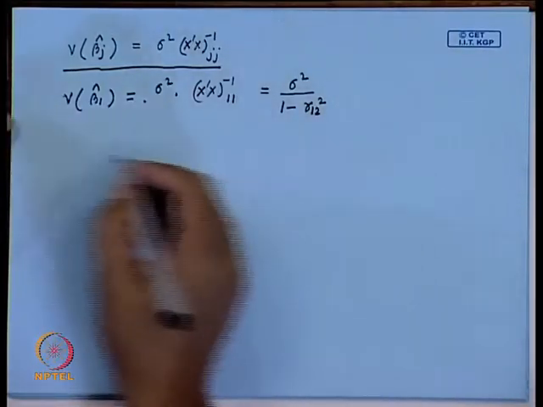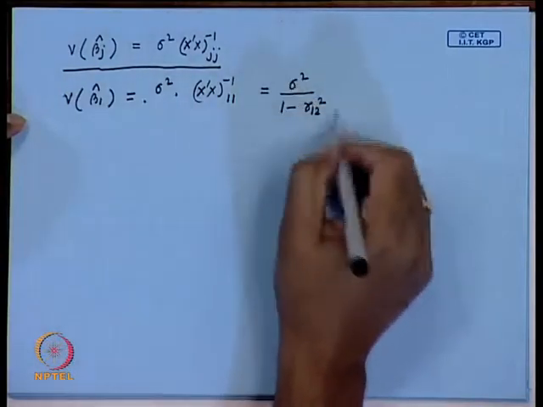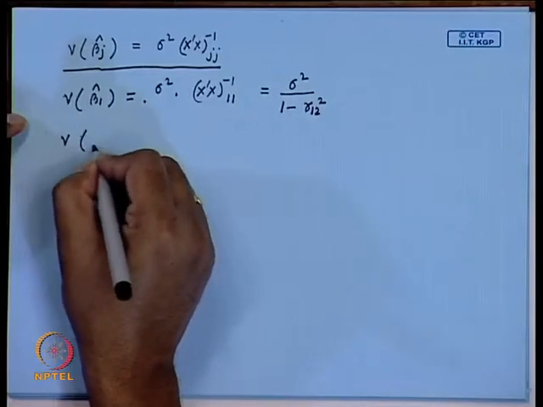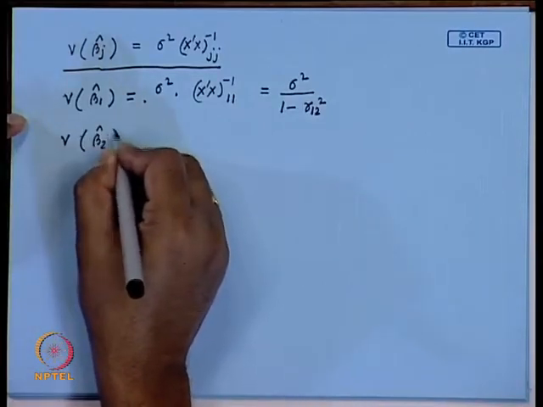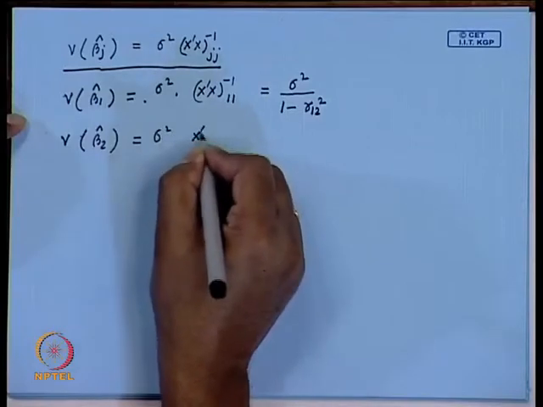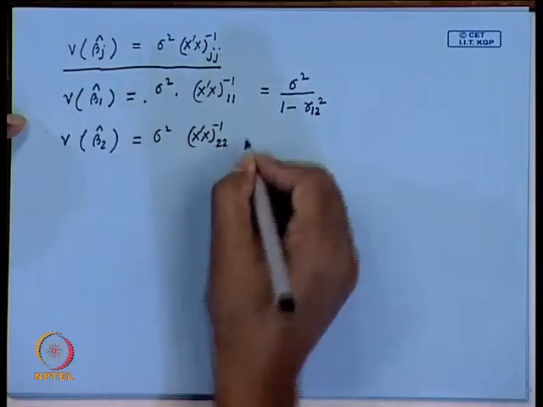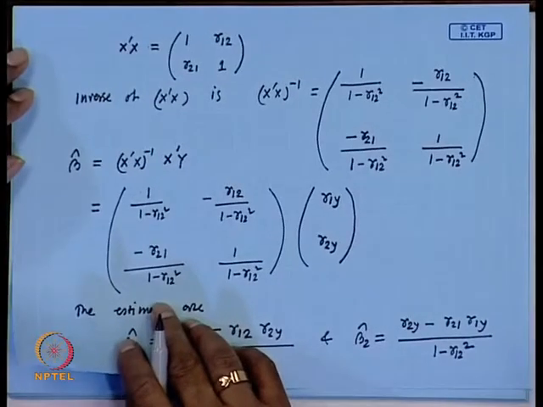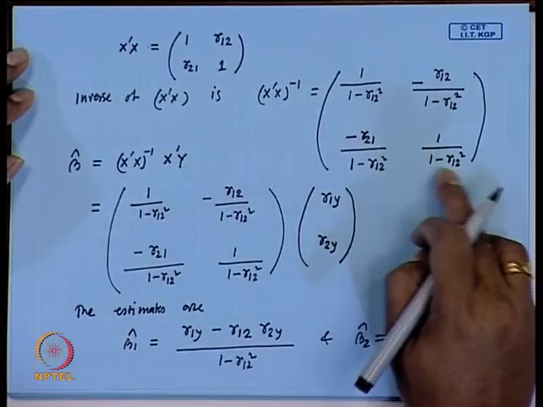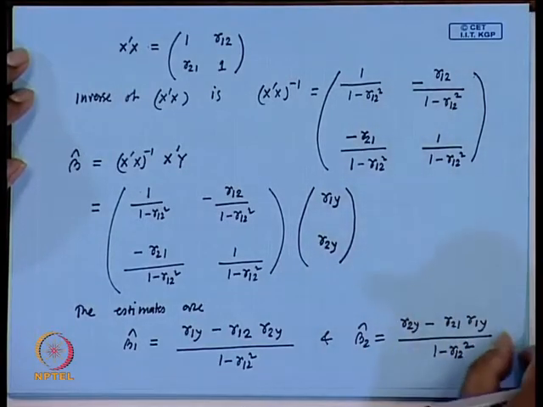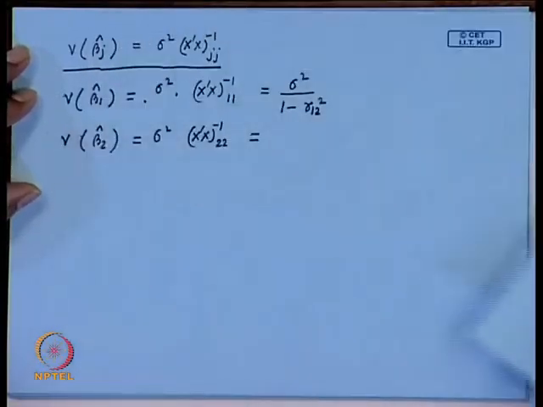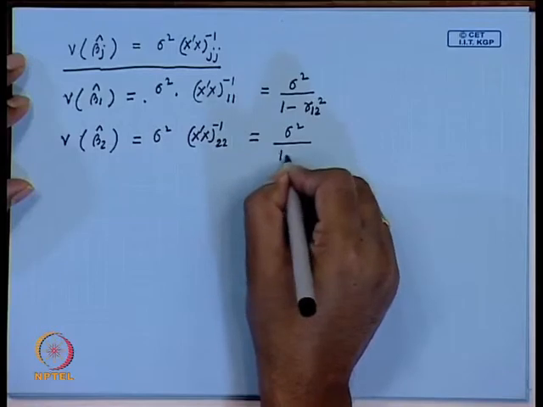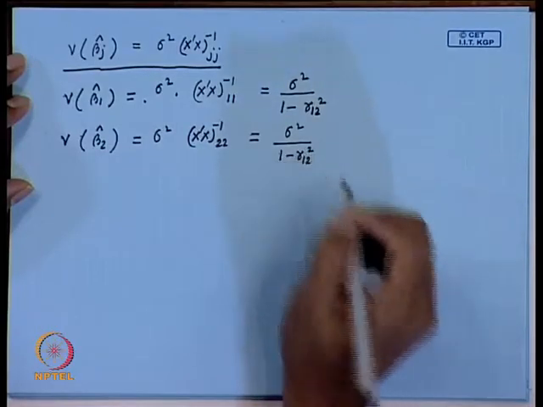This is the variance of beta 1 hat, and similarly the variance of beta 2 hat is equal to sigma squared times the (2,2)th element of (X prime X) inverse, which is also 1 by 1 minus r12 squared. So, here the variance of beta 2 hat is also sigma squared by 1 minus r12 squared.